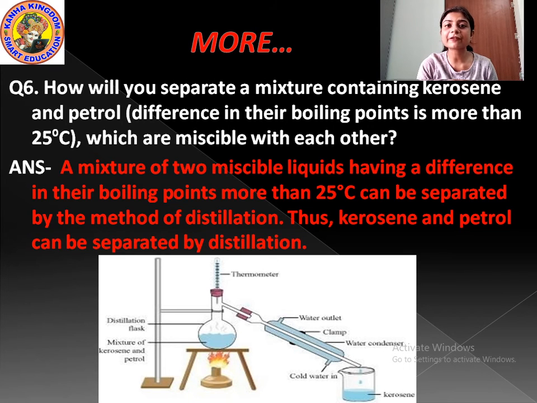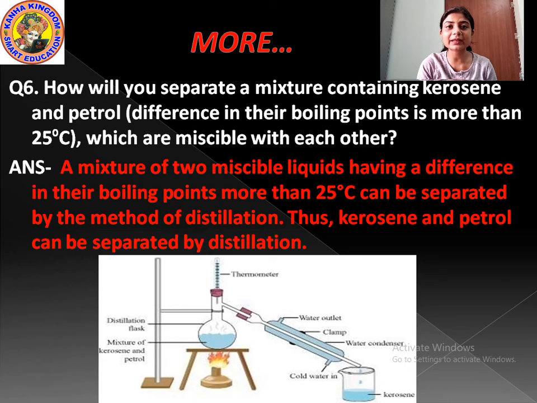There is a difference between their boiling points. The kerosene has one boiling point and the petrol has a different boiling point, and the difference between them is more than 25 degrees Celsius. The answer: a mixture of two miscible liquids having a difference in their boiling point of more than 25 degrees Celsius can be separated by the method of distillation.